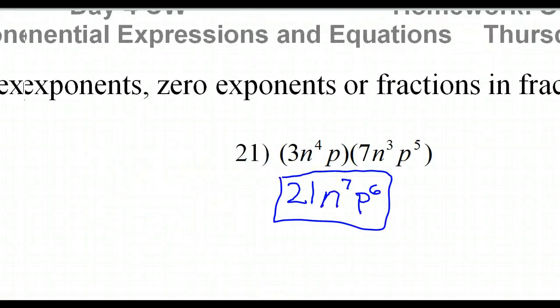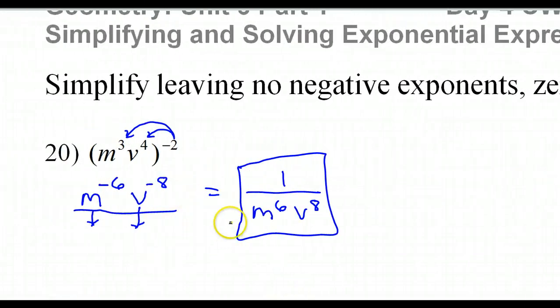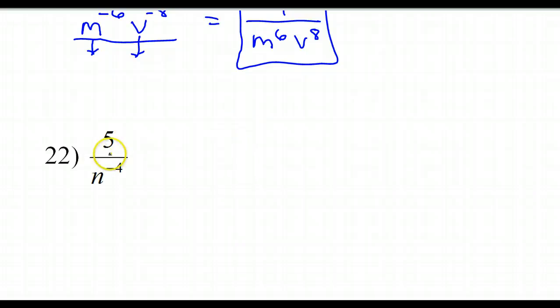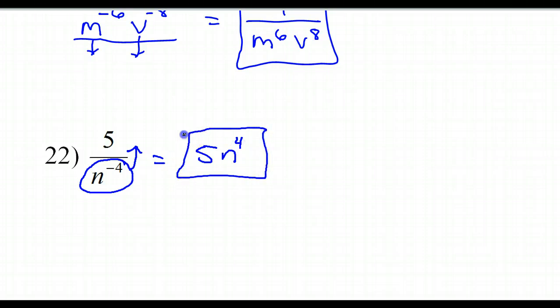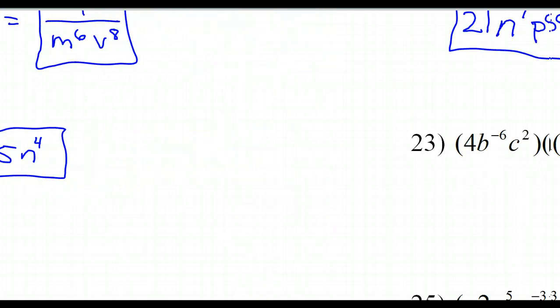All right, let's go back for number 22. Number 22, we've got just this little guy with a negative power on the wrong side of the fraction, so we move it up. So that makes it 5n to the positive 4 power. That's all there is to that. Let's find number 23.